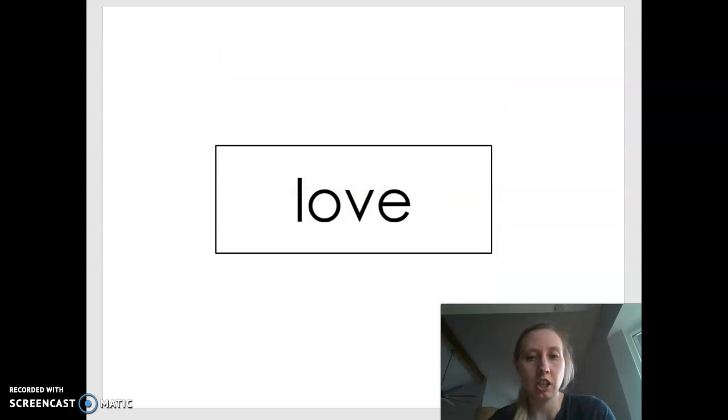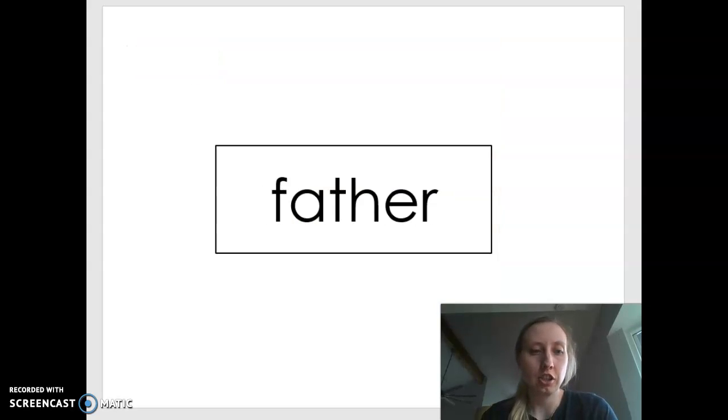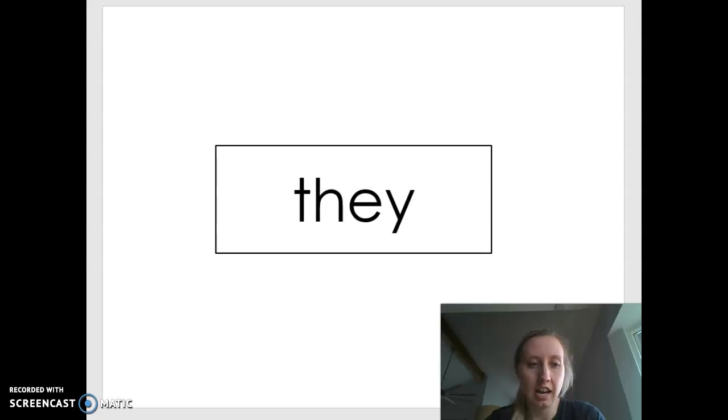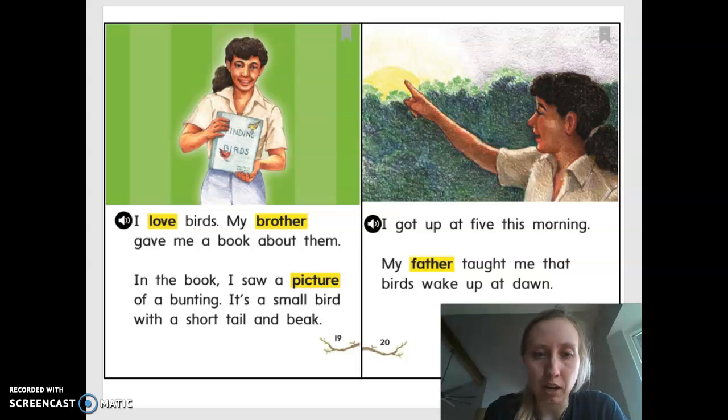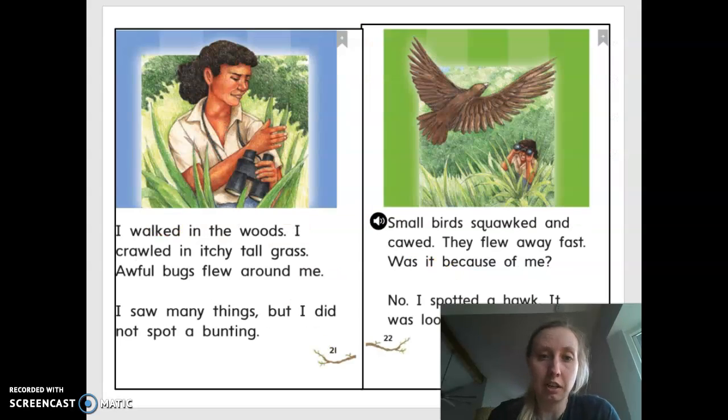Okay, so the words are love, brother, picture, father, many, they, because, friend, today. I love birds. My brother gave me a book about them. In the book, I saw a picture of a bunting. It's a small bird with a short tail and beak. I got up at 5 this morning. My father taught me that birds wake up at dawn, so that means really early.